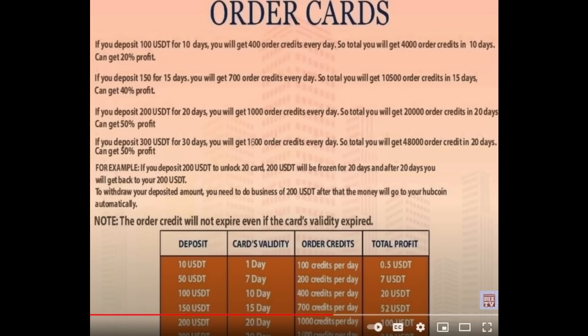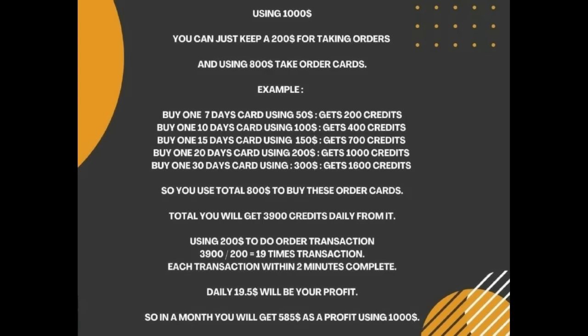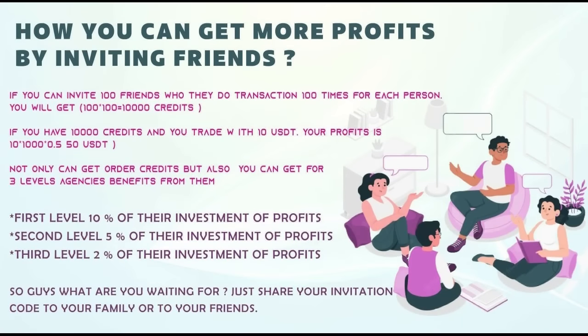So you can see everything from this order credit. The order credit will not expire even if the card validity expires. That is how you get order credit. This is how you can get more profit by inviting friends. If you can invite 100 friends who do transactions 100 times each, you will get 100 times 100, which equals 10,000 credits. If you have 10,000 credits and you trade with 10 USDT, your profit is 10 times 1,000 times 0.5, which equals 50 USDT.